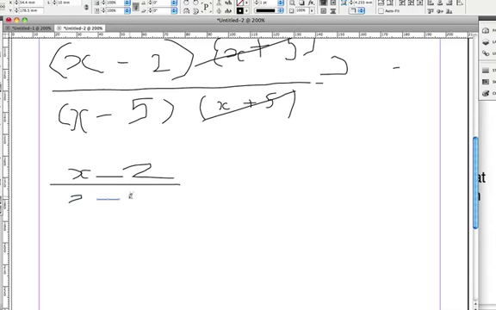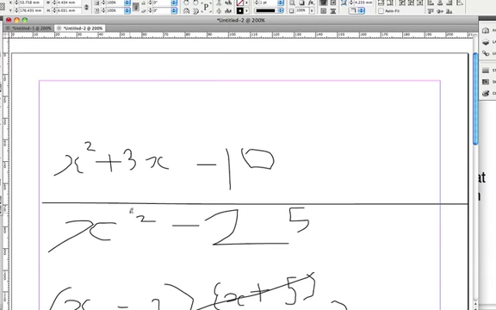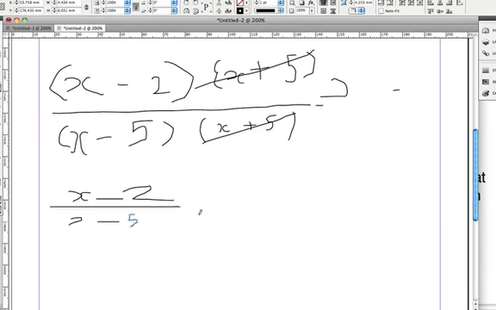It's exactly the same as writing 2 quadratic expressions above each other. It's exactly the same as that, just written in a far simpler way. x minus 2 over x minus 5, like that. And that would be your final answer.